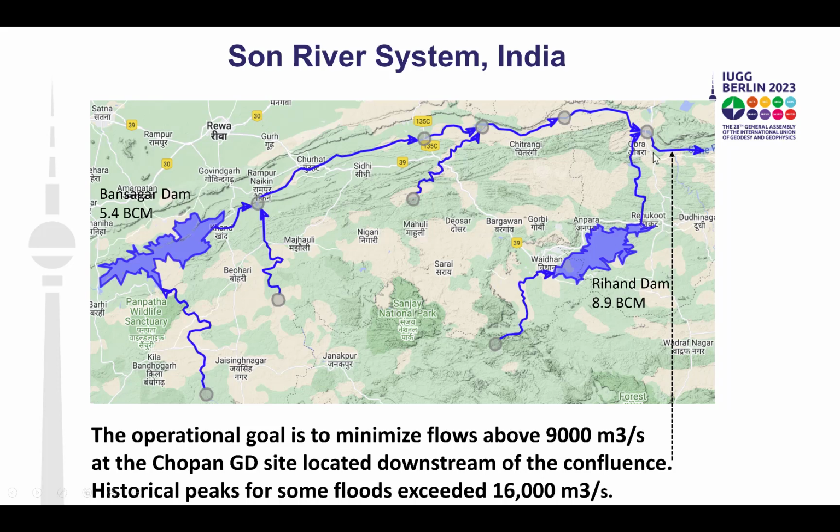Historically, the floods were reaching more than 16,000 cubic meters per second here, and you will notice two tributaries in between which are not regulated. If it happens that the sum of flows in those two tributaries is over 9,000 cubic meters per second, we are going to have to experience some flooding downstream. But still, the idea is to minimize the total flood at the downstream section.